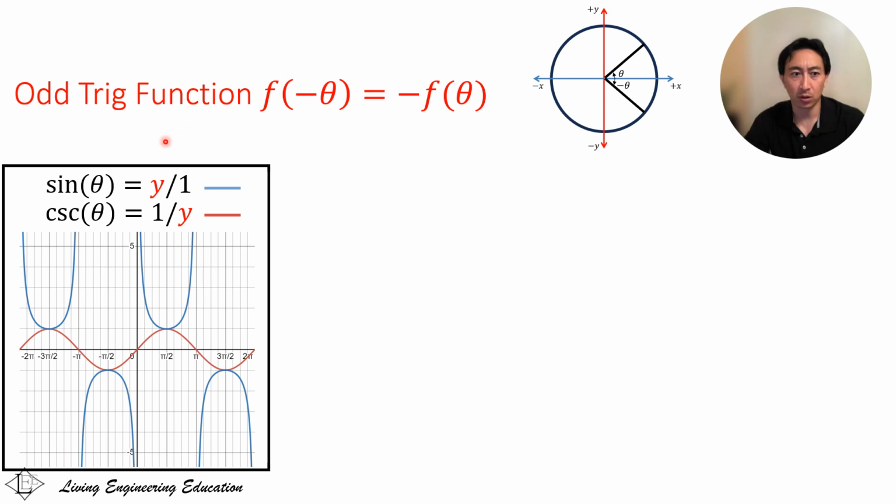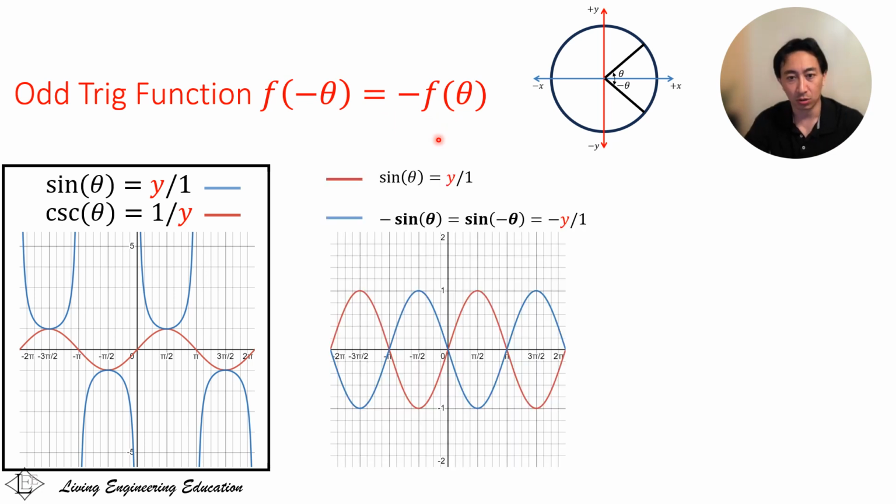So we talked about sine and cosecant as odd trig functions. So when I plug in a negative theta, this would match a negative function with a positive theta term. So what am I saying? I'm saying sine theta is shown in red here. The negative sine theta is shown in blue, which is also the same thing as if I wrote sine of negative theta. And the reason why that's true is because there's a y term here.